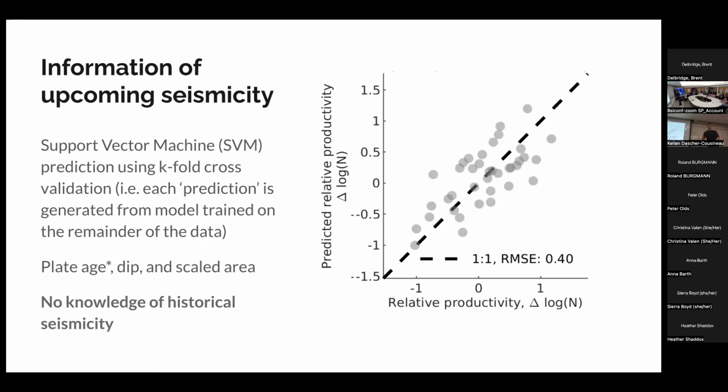I'll also note that we're using k-fold cross validation, which means that every single prediction is derived from a model that is trained on everything else. So that's an attempt. It's not a perfect attempt, but it's an attempt to remove some overfitting that might arise otherwise. So here, it seems like just including these source attributes and this information about the setting, we're able to provide some sort of predictive information about how the sequence is going to unfold. I think this is pretty intriguing.